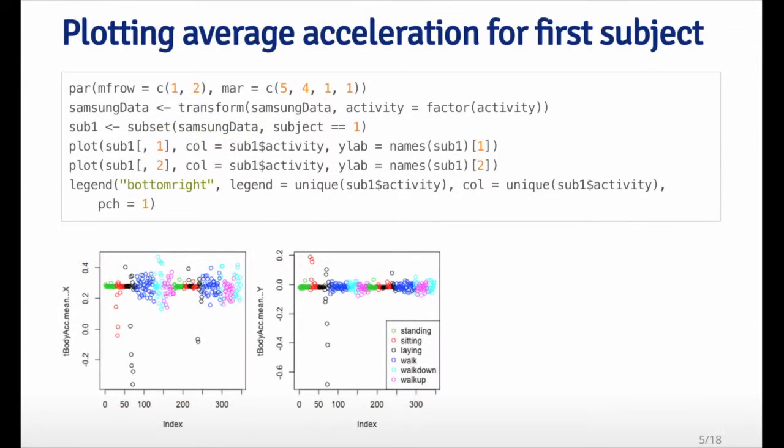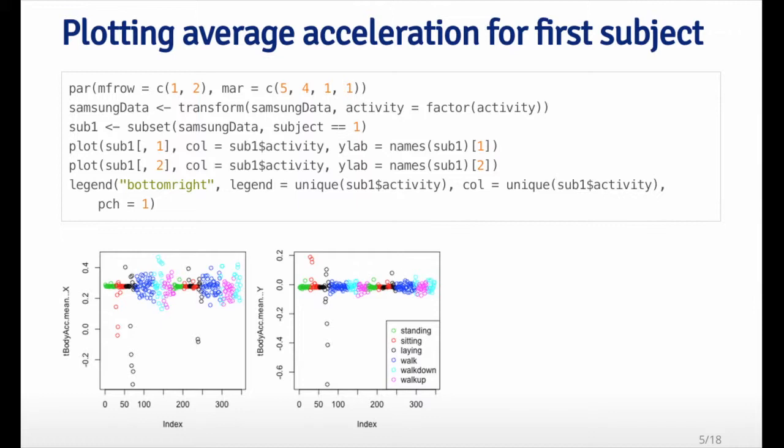One thing we can do really quickly is look at the average acceleration for the first subject. The first thing I'm going to do is convert the activity variable into a factor variable using the transform function. Then I'm going to subset out the first subject, so subject equals 1. For the rest of this presentation, I'm just going to ignore the rest of the subjects for the moment. If I plot the first subject, I can look at the first column, which is the mean body acceleration in the x direction. The acceleration is divided into 3 dimensions, x, y, and z. The second plot is the mean body acceleration in the y direction.